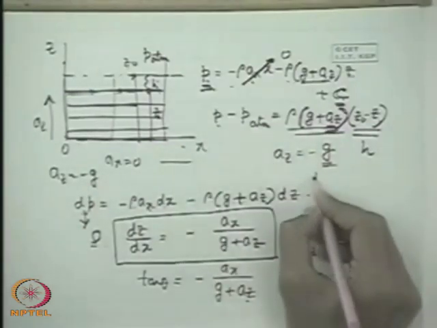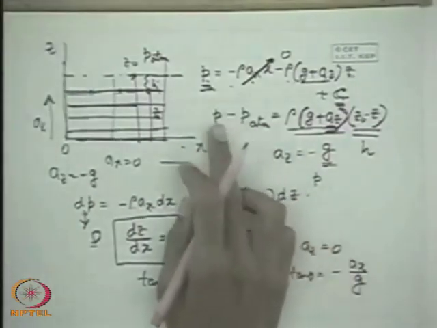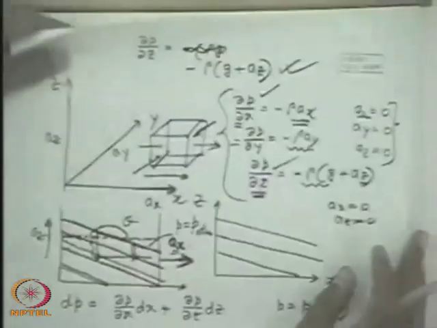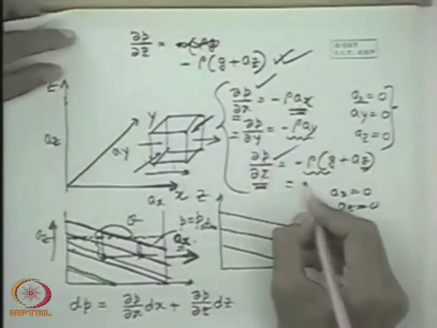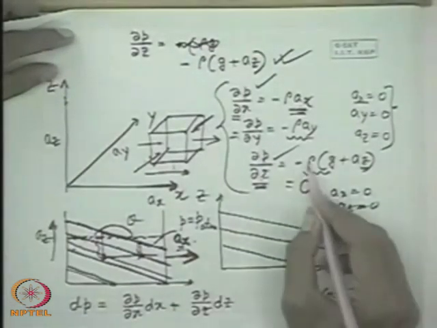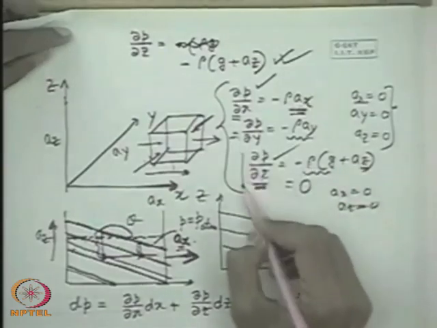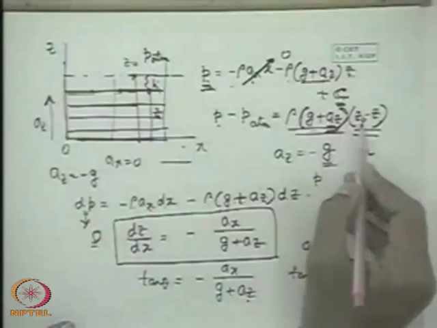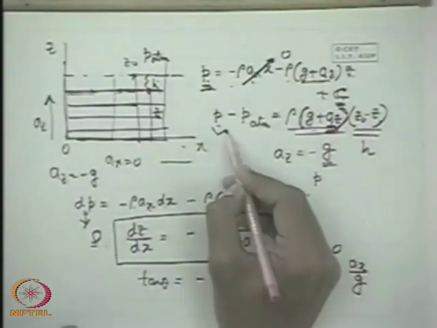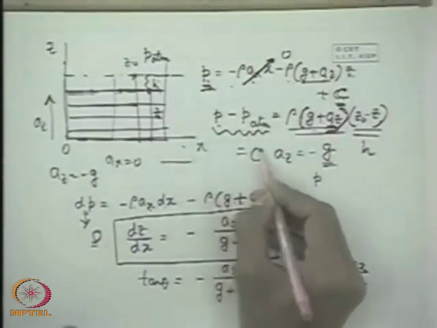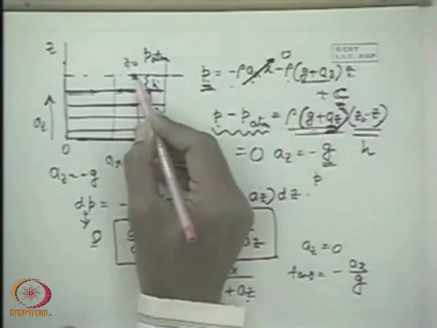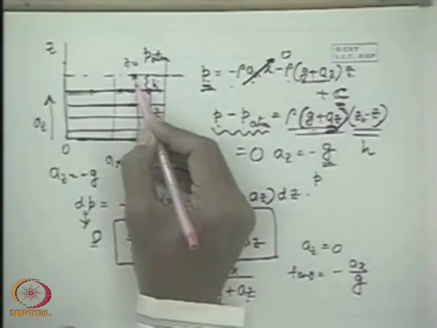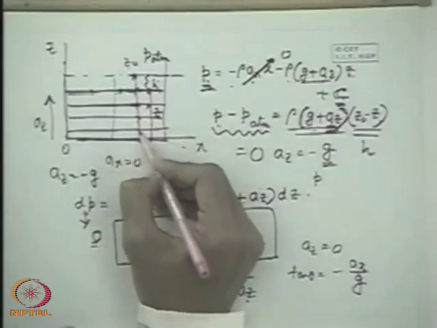In that case, del P del Z I will not write here; from the differential equation itself, del P del Z is equal to 0. Del P del Z is equal to 0 from the basic differential equation. Az is minus g. That means from this equation you can put that Az is minus g. That means P minus P atmospheric is 0 for any value of z. That means in that case the pressure at each and every point remains same.